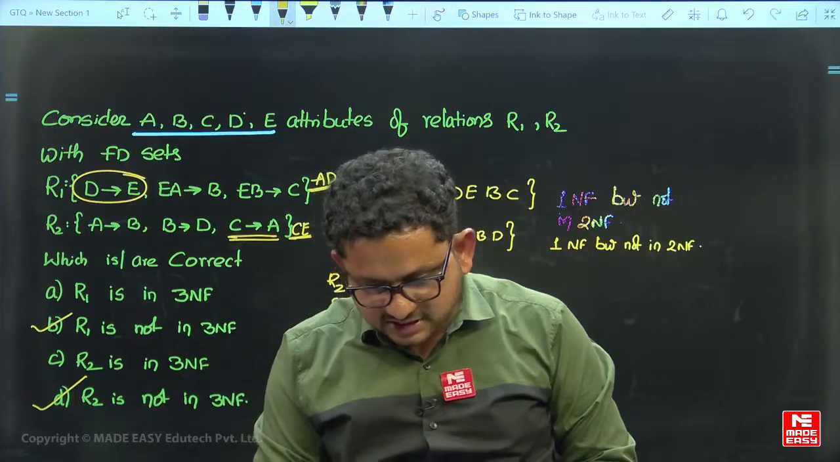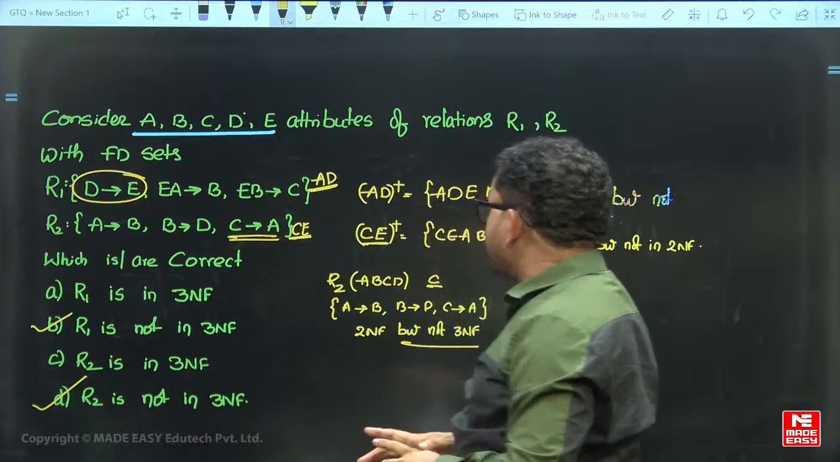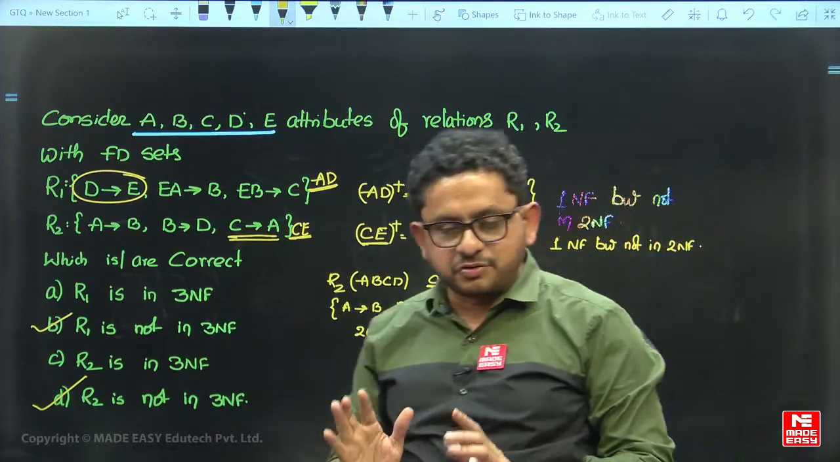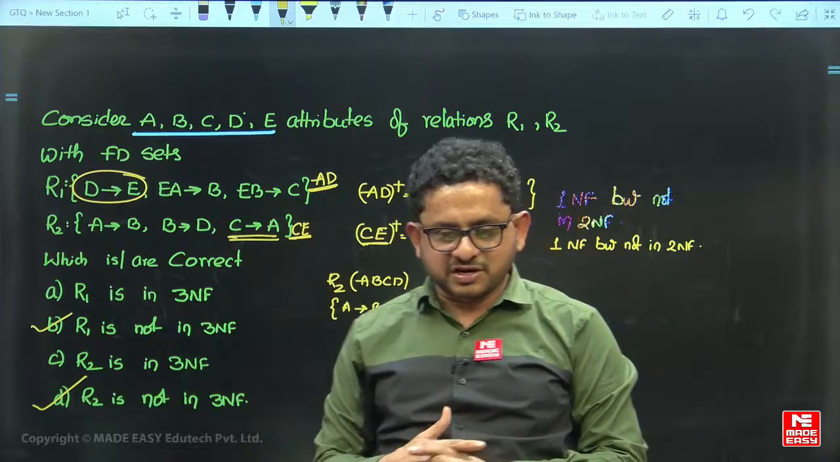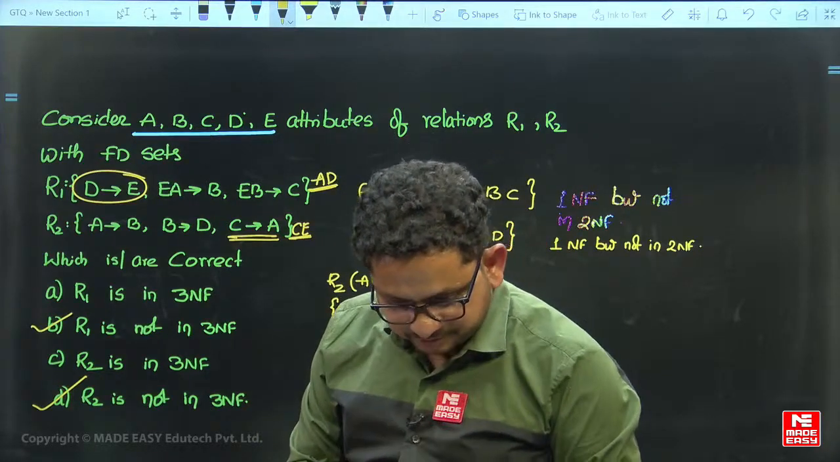Maybe R1, they are saying in the comment section that R1 is in 3NF, so maybe the FD set is different. No need to panic. Whatever data I received, I was just explaining.